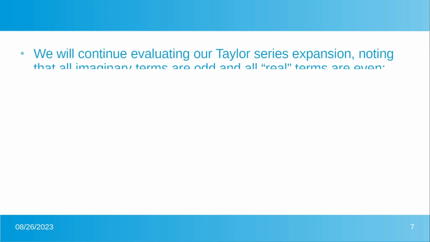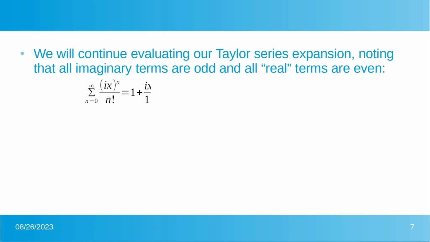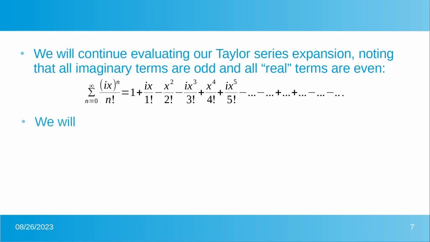Let's go ahead and look at that one more time here. We'll notice that the imaginary terms are all odd, and now the real terms are all even. And so you can see this pattern: positive, positive, negative, negative, positive, positive, continuing all the way down. Let's go ahead and factor that.